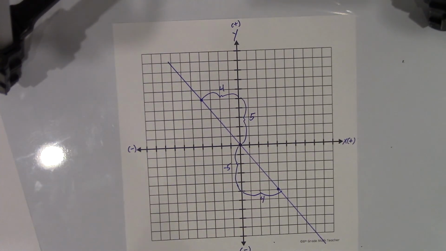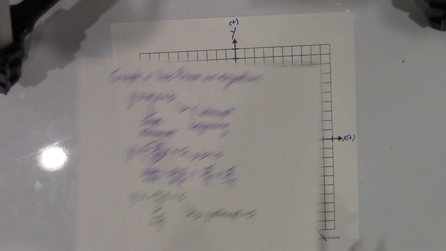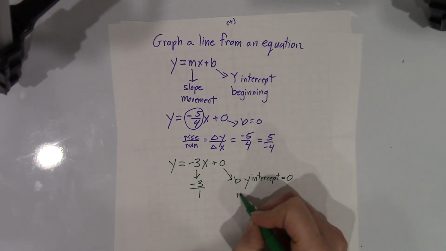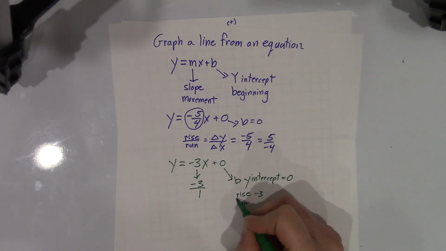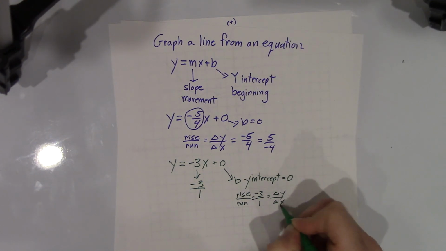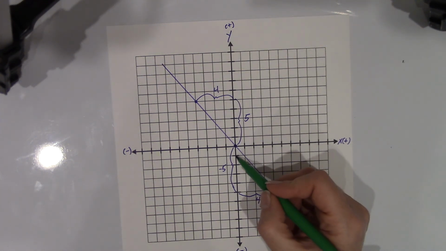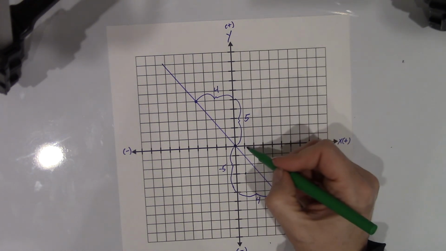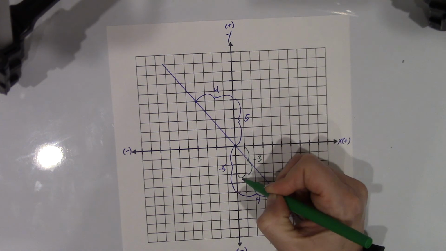Okay, again, I'm going to start plotting right in the middle. My beginning point is 0. That is where this line is going to cross the y-axis. And my slope has a rise of negative 3 and a run of 1. Okay? So I'm going to have a rise of negative 3, which means I'm going to go down 3. 1, 2, 3, and I'm going to go over 1. Okay, so I had a rise of negative 3, a run of 1.